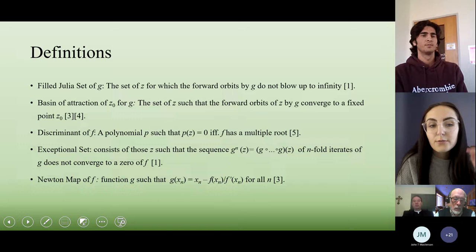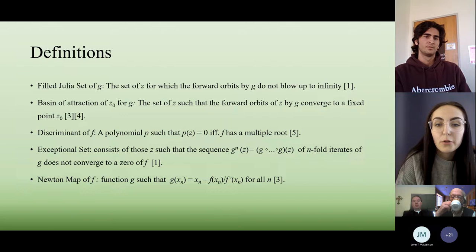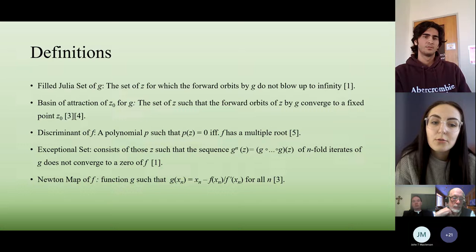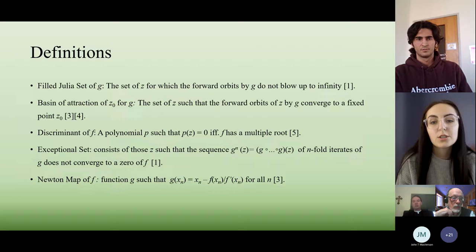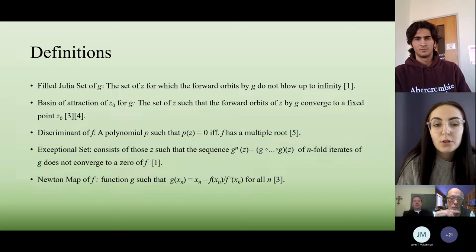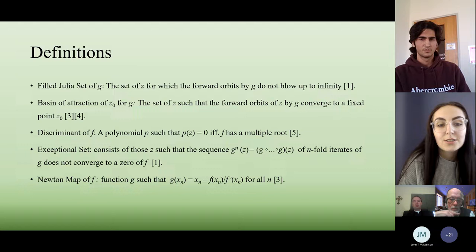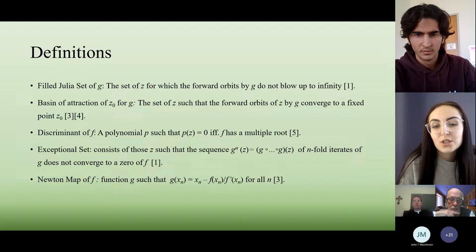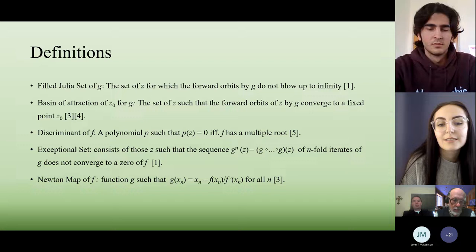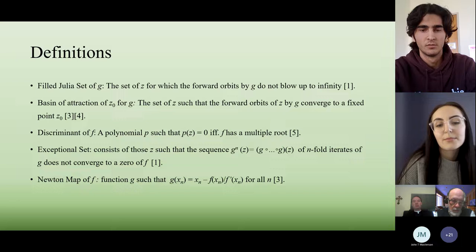So just some definitions. The filled Julia set of G is the set of z for which the forward orbits by G do not blow up to infinity. The basin of attraction for z naught for G is the set of z such that the forward orbits of z by G converge to a fixed point z naught. The discriminant of f is a polynomial p such that p of z equals zero if and only if f has a multiple root. The exceptional set consists of those z such that the sequence g^n of z, the n-fold iterates of g, does not converge to a zero of f. And lastly, the Newton map of f is the function g such that g of x_n equals x_n minus f of x_n over f prime of x_n for all n.